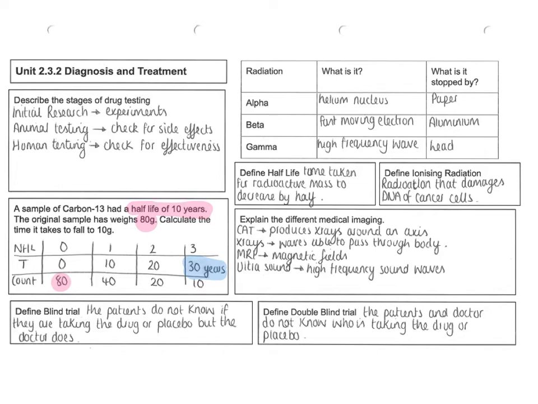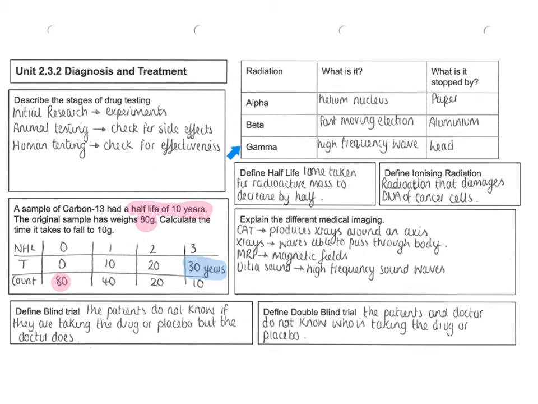Define the blind trial. The blind trial is when the patients do not know if they are taking the drug or the placebo, but the doctor does. The double-blind trial is when the patient and the doctor don't know who's taking the drug or the placebo. The purpose of it then is just to avoid bias when the doctors are talking to the volunteers. Then we've got our types of radiation.